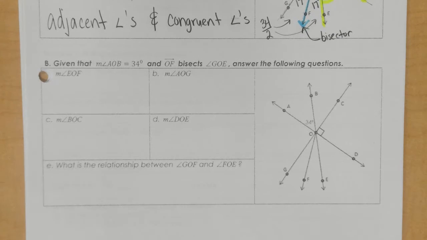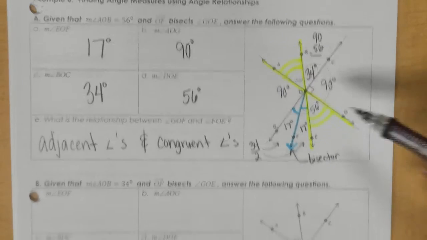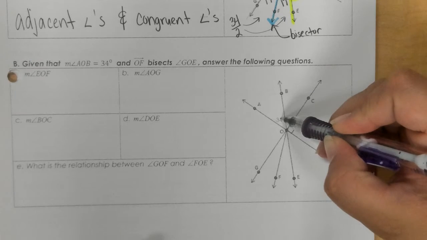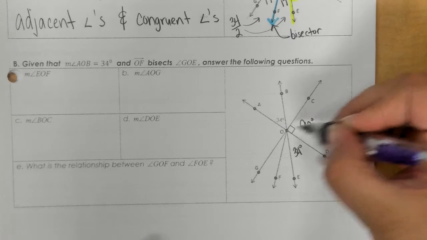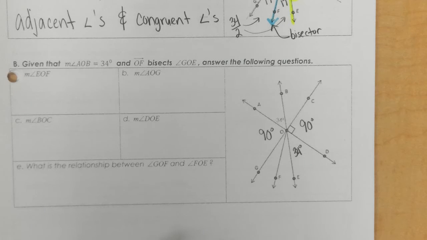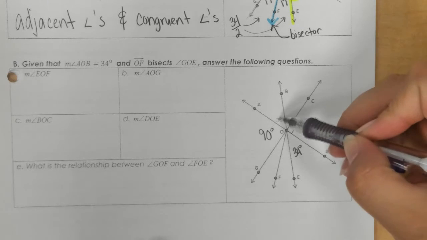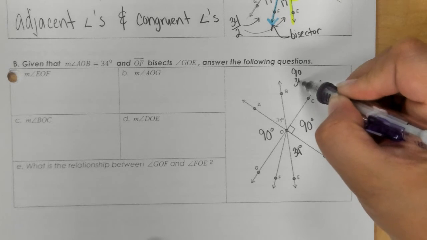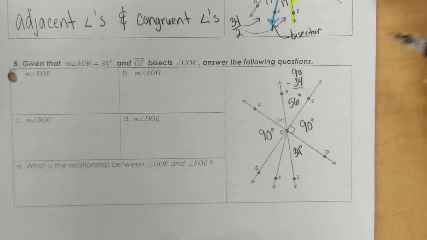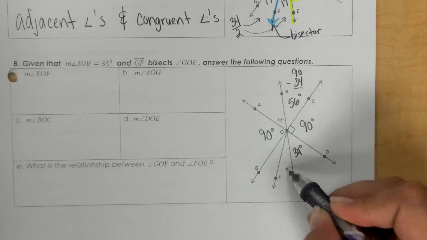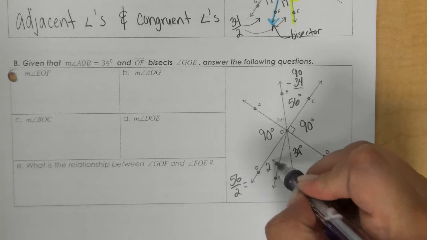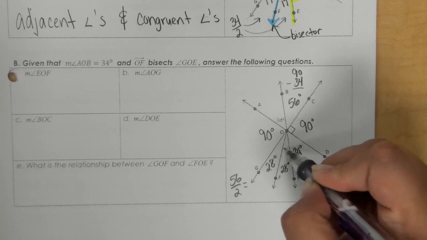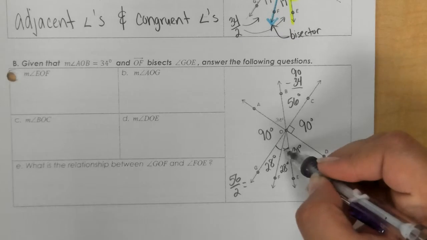So for the next one, it's the same way, but I'm going to go a little bit quicker since we've discussed the details up here. So if I know that this is 34, vertical angles makes this 34. If this is 90, then this is 90. Okay. To get this angle, I'm doing 90 minus 34, and that's 56 degrees. To get these two angles, I take 56 divided by 2. And this would give me 28 degrees. Okay, so these are congruent angles.